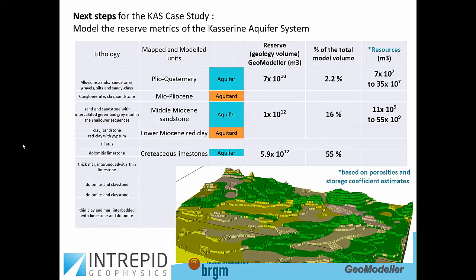When units are described in this way, we have access to the metrics of the model, including volumetrics. It's an easy step then to calculate the reserved volumes of aquifers and also apply porosities and storage coefficient estimates against these to compute final resources in groundwater. And in one man's workflow, this could be conceived to be the end of the conceptual modeling process.